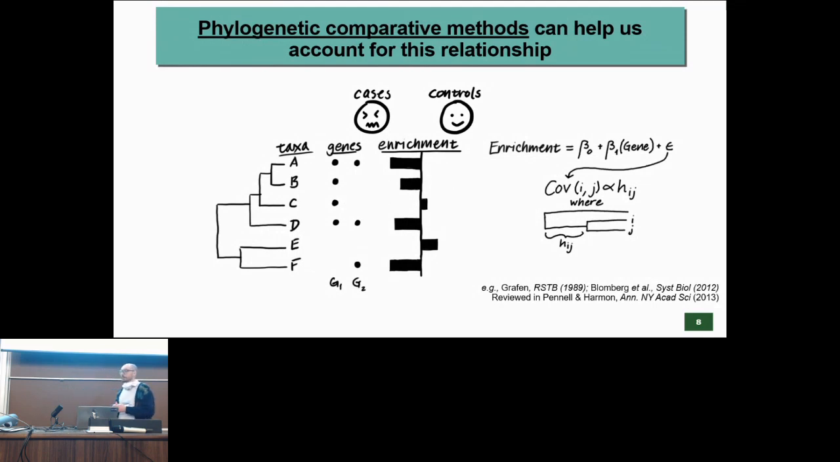And the trick with these methods is that they are kind of like forms of regression, but they assume that species covary in their phenotypes proportionally to how recently they diverged. So things that diverged very recently are assumed to share a lot of variation. Things that diverged a long time ago are assumed to be more independent, right?